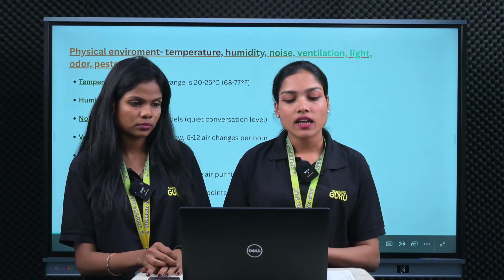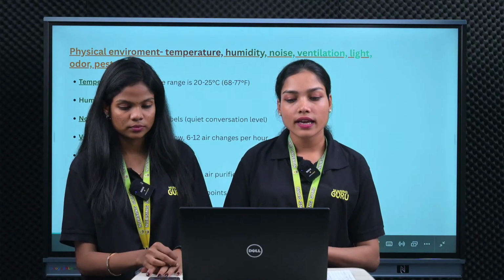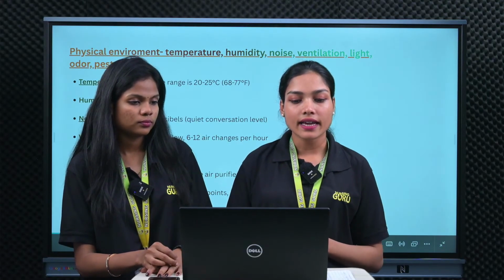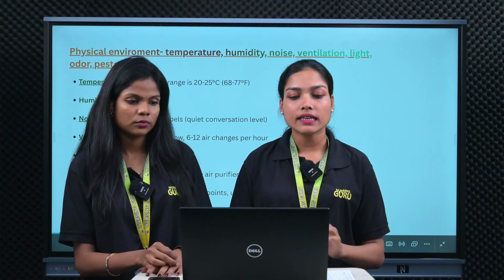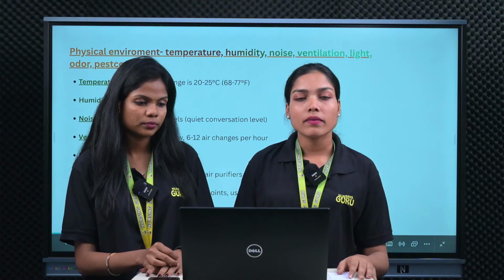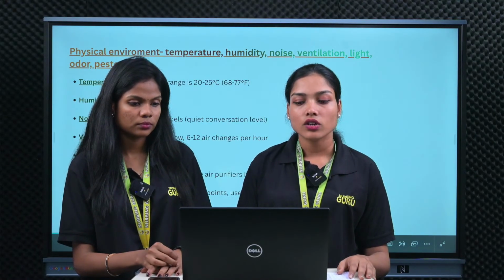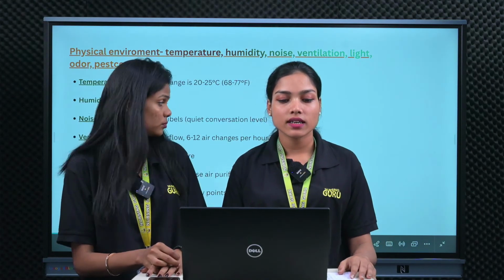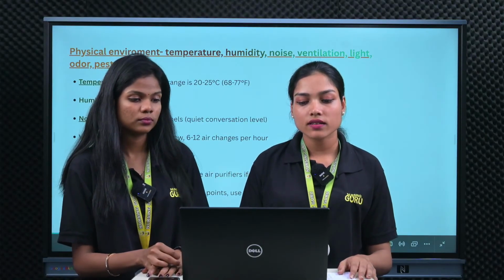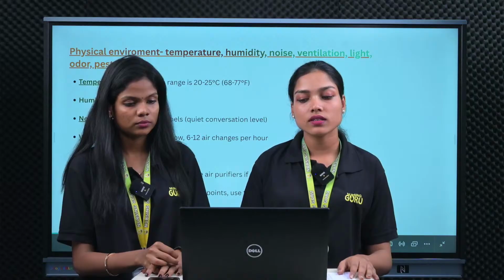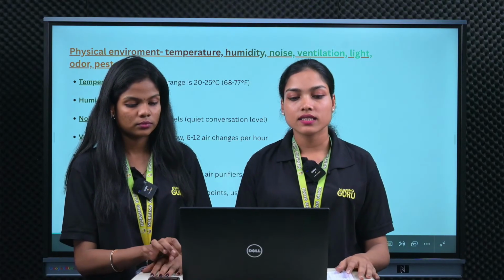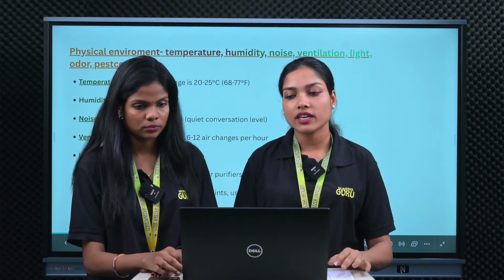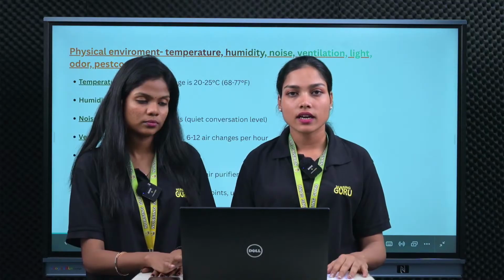Then ventilation ensures good airflow, like 6 to 12 air changes per hour. Then light, adequate lighting, avoid glare. Then odor, minimize unpleasant smells, use air purifiers if needed. The last one is pest control. In that, regular checks, seal entry points, use traps or repellent. These are the physical environment: temperature, humidity, noise, ventilation, light, odor, pest control.